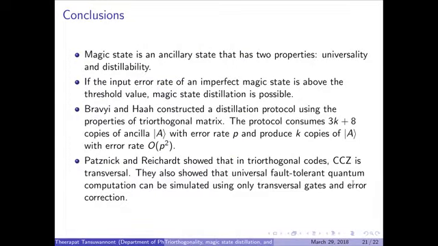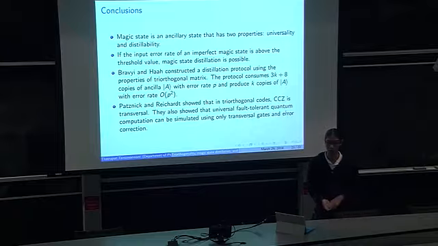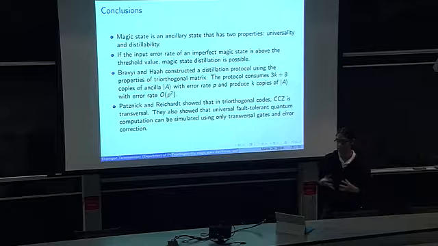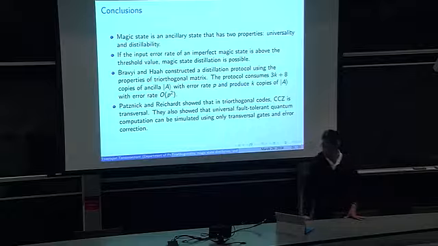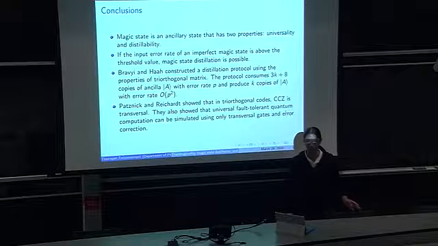So to sum up, in this presentation, I explained that the magic state is an ancillary state which has two properties, universality and distillability. We know that if we have an imperfect state whose input error rate is below the threshold, it is possible to distill a better ancillary state. And Bravyi and Haah constructed a protocol using the triorthogonal matrix. In their protocol, the protocol consumes 3k plus 8 ancillary states of error rate p and produces k copies of ancillary state with error rate p squared.